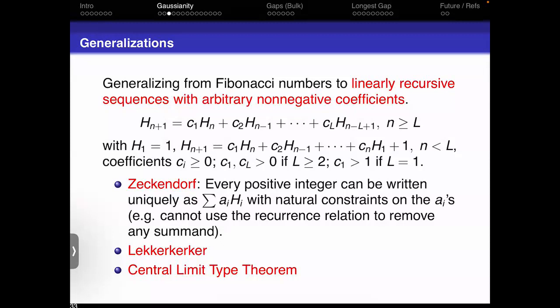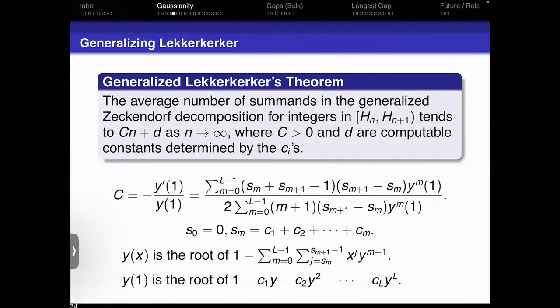And so we showed that every positive integer can be written uniquely as a sum of non-adjacent terms if the h's are the Fibonacci numbers. And we talked about how we can calculate the average number of summands and we can prove a Gaussian behavior. This holds in much greater generality.